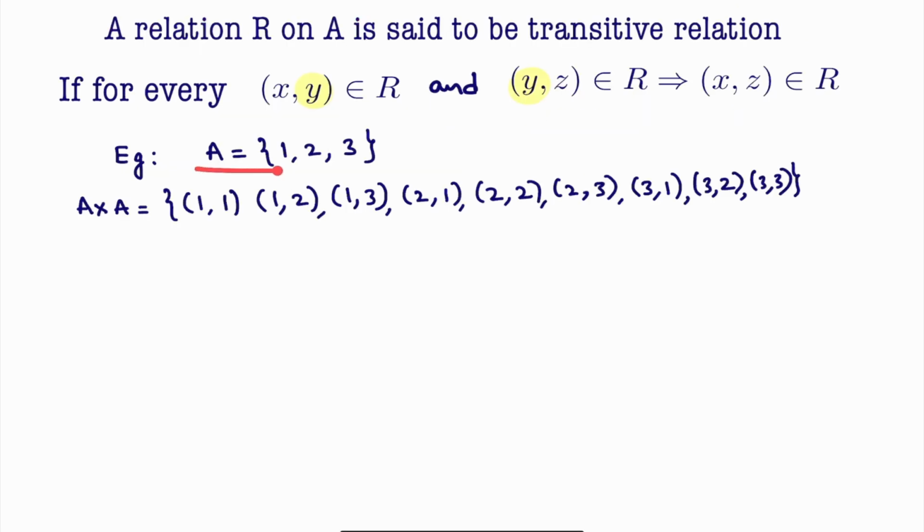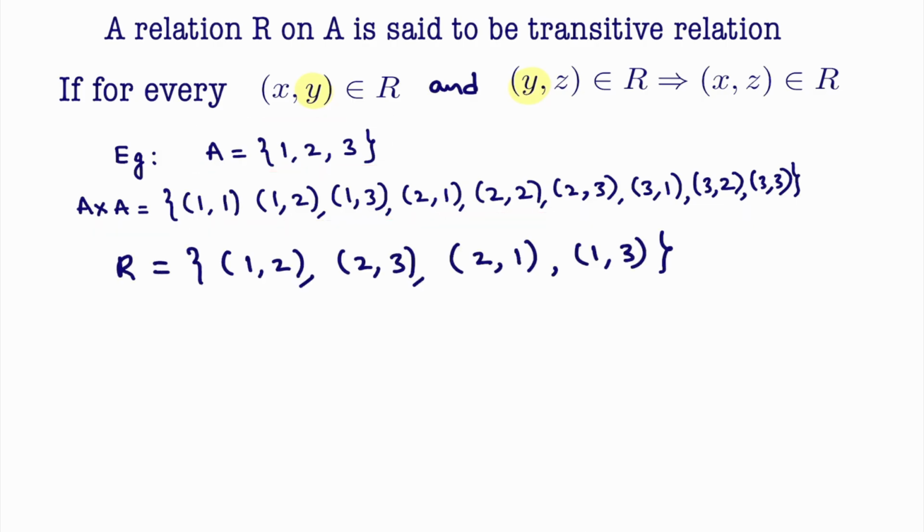You observe, I took set A as 1, 2, 3. Then I wrote A cross A. Now, I'll take one relation on this set. I request you to watch this transitive thing fully so that you won't get confused. Now I took one subset of A cross A: 1 comma 2, 2 comma 3, 2 comma 1, 1 comma 3. So this is a subset of A cross A, so this is a relation on A. Now my question is how to check whether this relation is transitive or not.